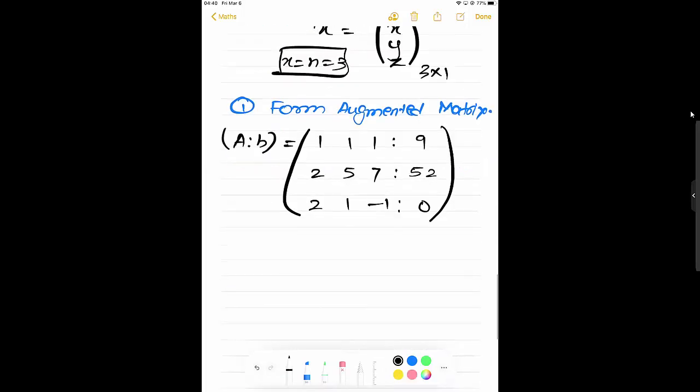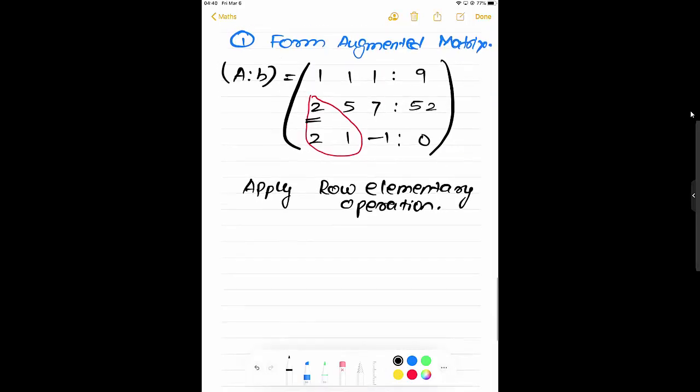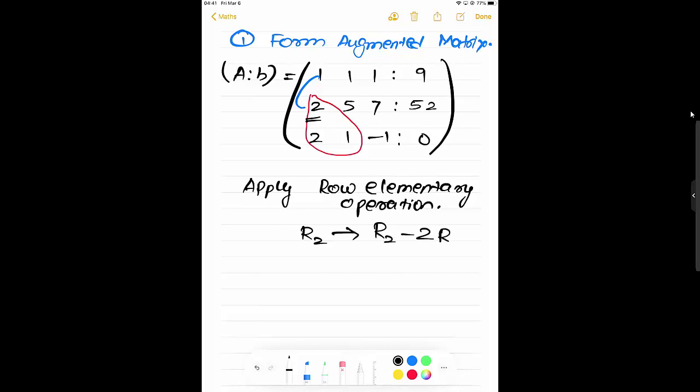Now what should be our aim? We have to convert these values to 0, that is, make it an upper triangular matrix. We have to apply elementary row operations. Okay, so the first step is we have to change this particular 2 to 0. Can you tell the condition for that? If you compare this with the first row, then it will be R2 implies R2 minus 2R1.